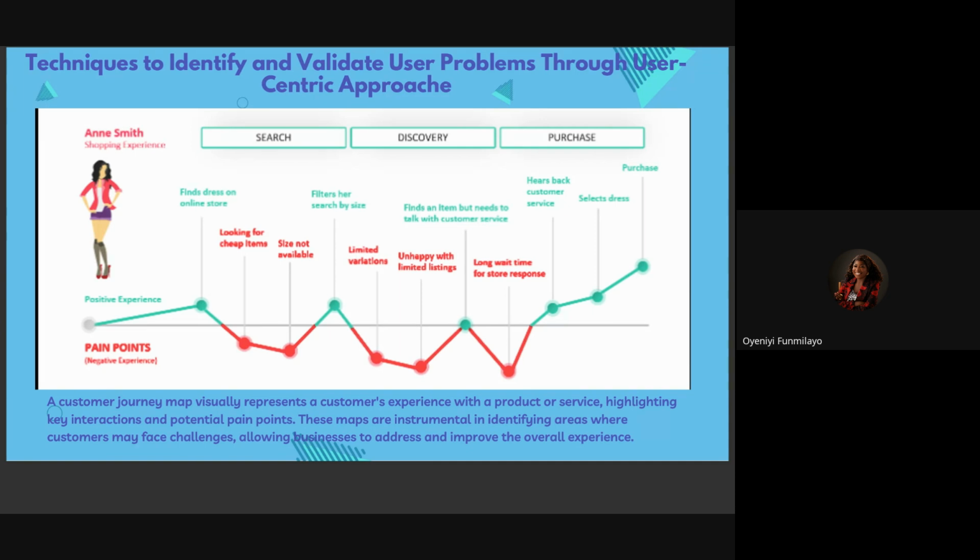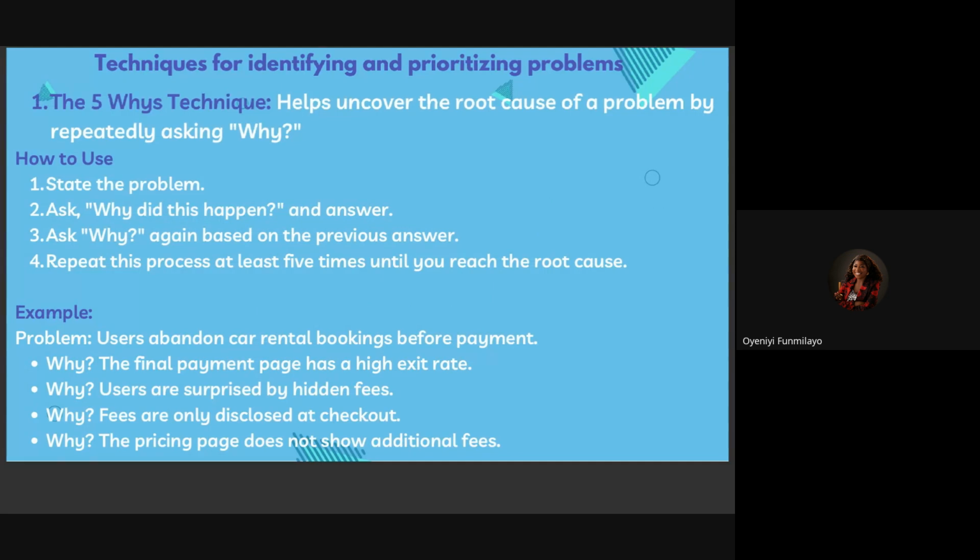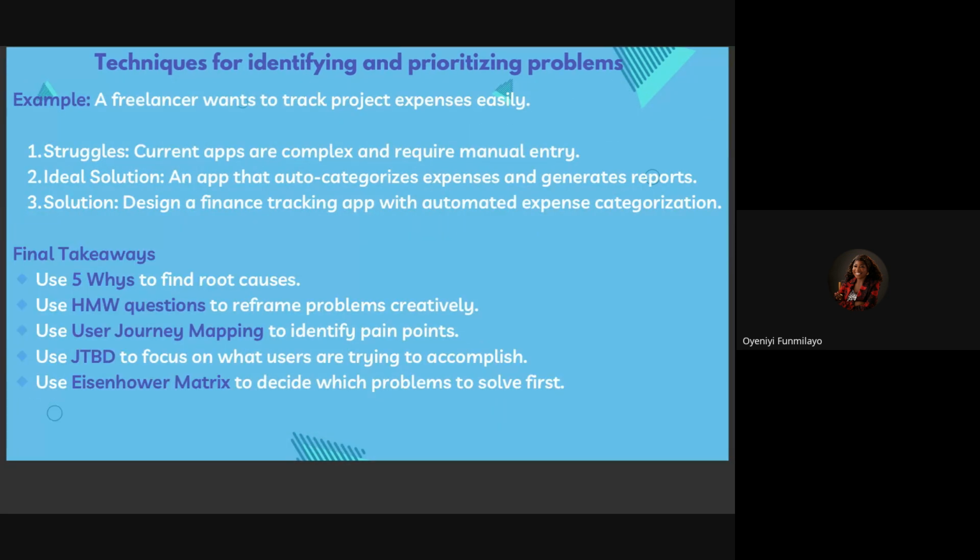You use it to identify a customer problem, pain points, right? So we would use the jobs to be done to focus on what users are trying to accomplish, and then it's a hover matrix. We use it to decide which problems to solve first. Do we understand?